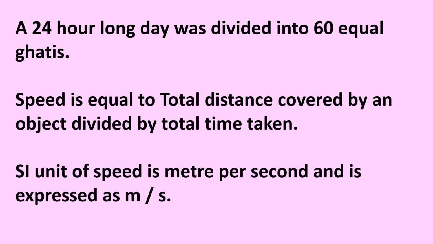SI unit of speed is meter per second. So SI unit of speed, how do we measure speed? It is meter per second and expressed as m/s. Means that meter is expressed in small m and second is expressed in small s.